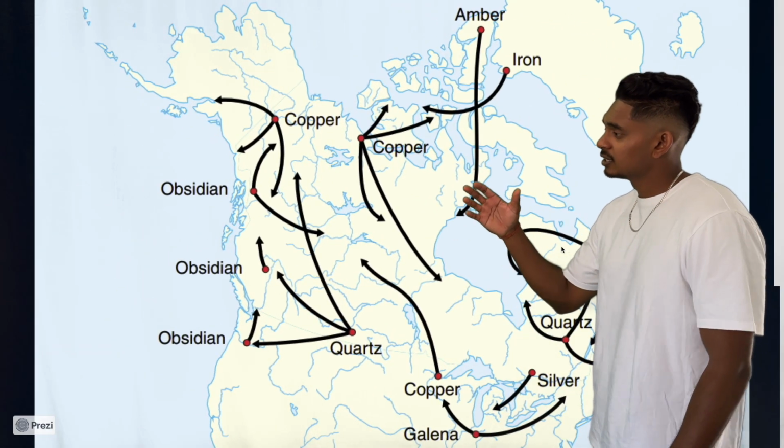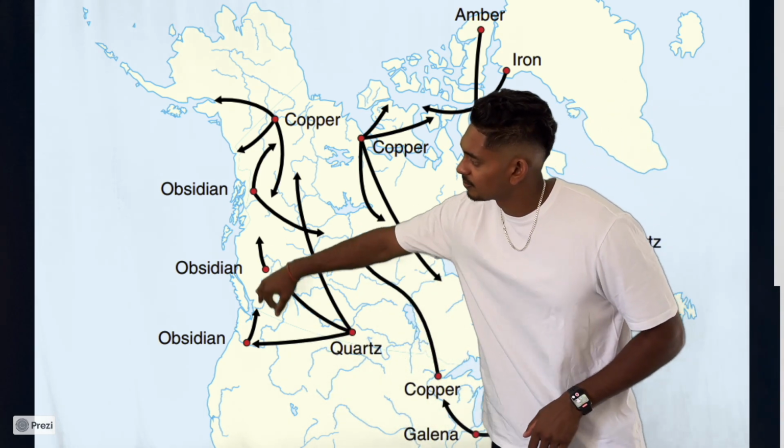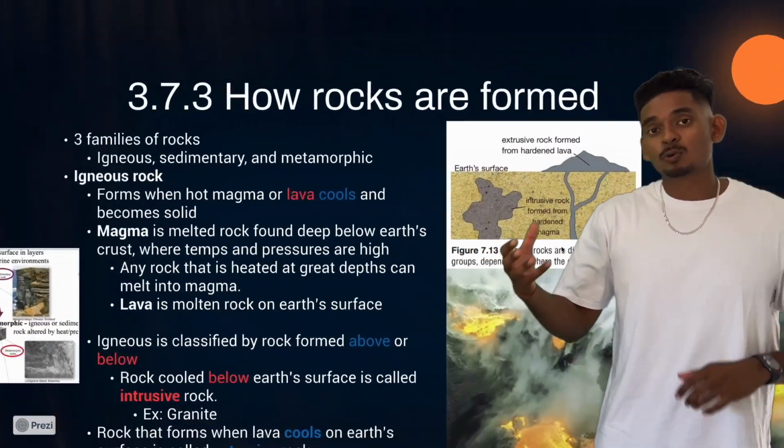Here in Canada, this is where you can find certain types of minerals all across the country. Notice where obsidian is. It's on the coast, right? By the Ring of Fire, where the volcanoes are.